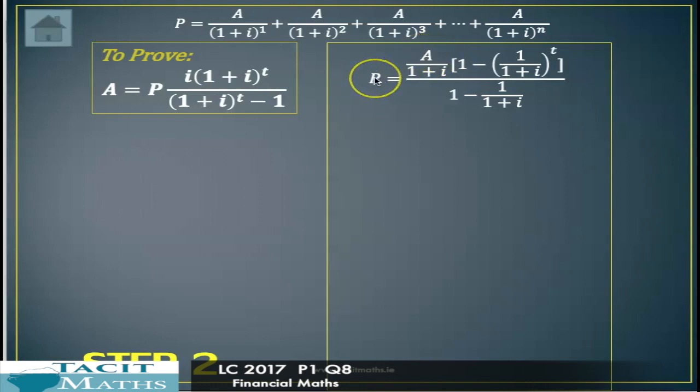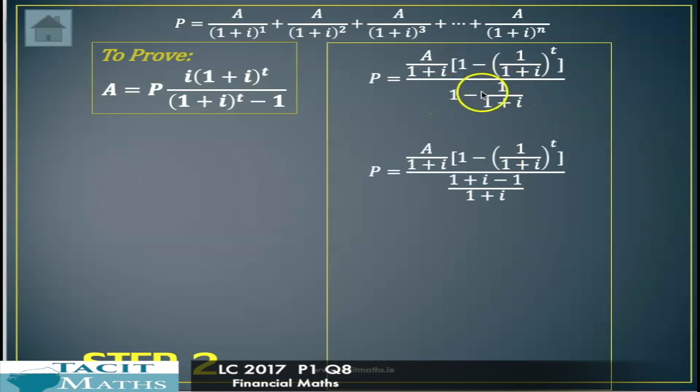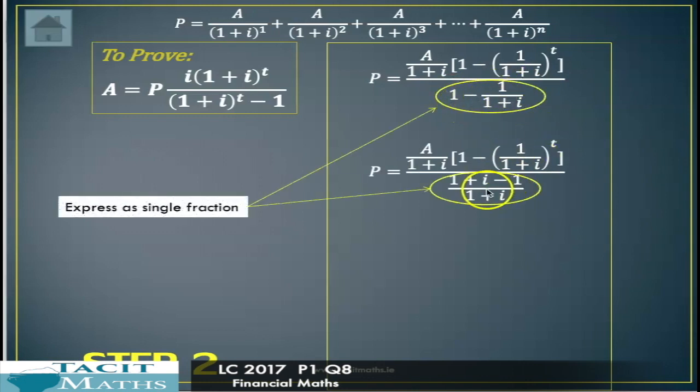One bit of advice I'd give you is that expressing fractions as a single fraction is a major skill in this case. Our first step here is changing the denominator so that it's a single fraction. If you don't know how to do that, that is one of the most underrated skills in Leaving Cert maths, so make absolute sure that you know that process. The reason it's so handy here is because now the 1 plus I and this 1 plus I will cancel, and 1 minus 1 will cancel here. So we're just left with I underneath the line.